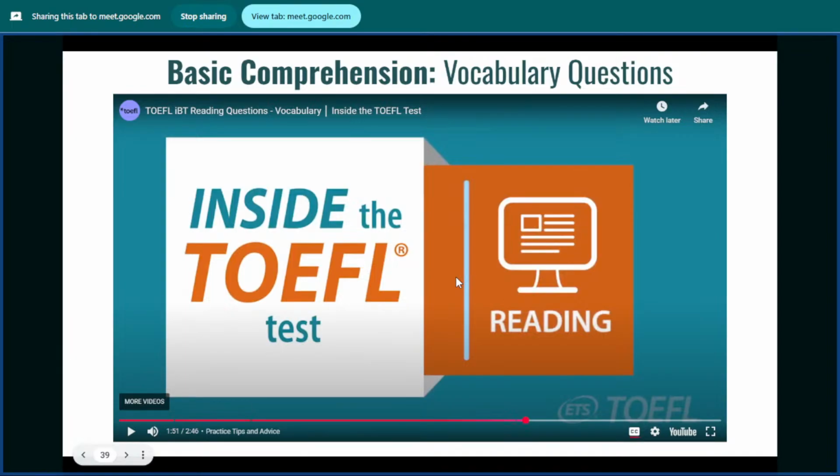Okay, and vocabulary questions for such specific words will not come. Okay, vocabulary questions will come only from general academic words. Understand that? Clear?